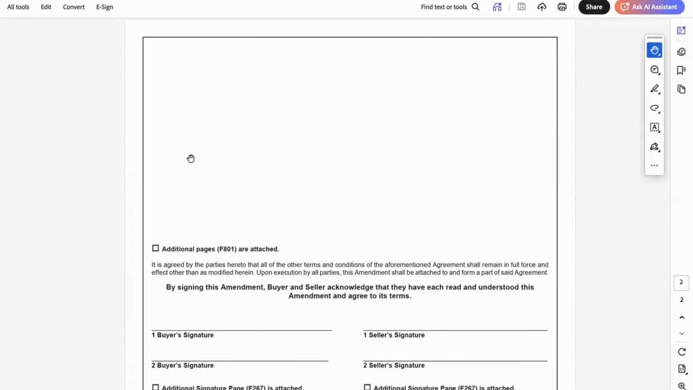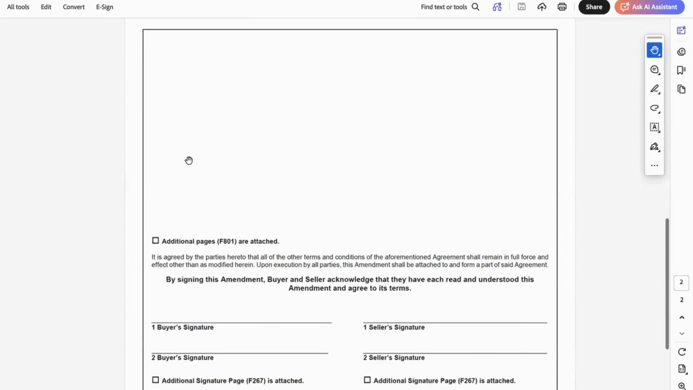The amendment states all other terms and conditions remain the same, meaning only the items written in the amendment are changing. Everything else in the original purchase agreement still applies. For example, price stays the same, closing date stays the same, financing terms remain the same. Amendment becomes part of the contract when this amendment is signed by all parties.